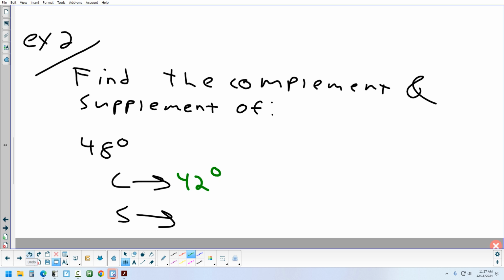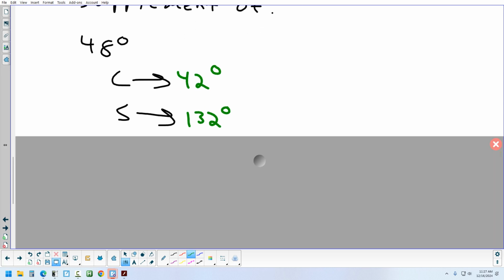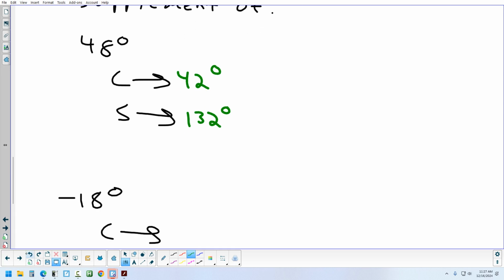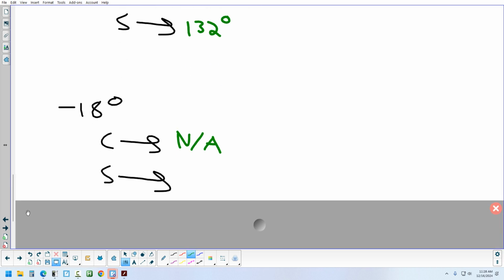132. Yep. Any question on finding the complement and supplement? All right. How about the complement of negative 18? There is none. That doesn't apply. It's not applicable. How about the supplement of negative 18? Also no. There are no complements and supplements for negative angles.